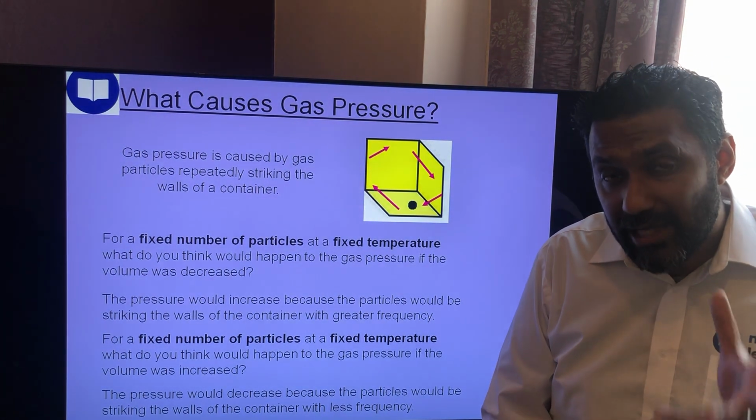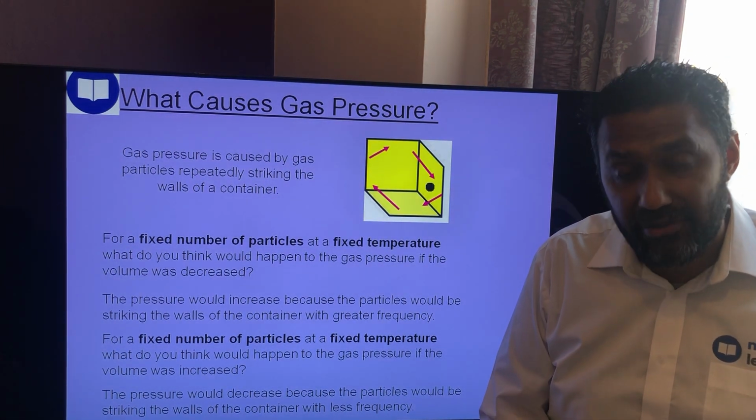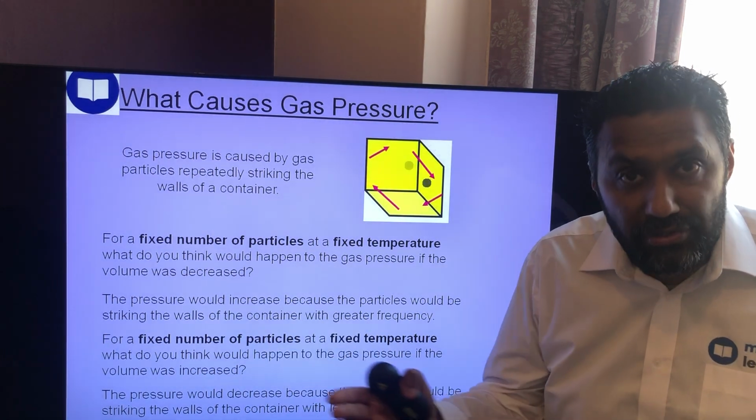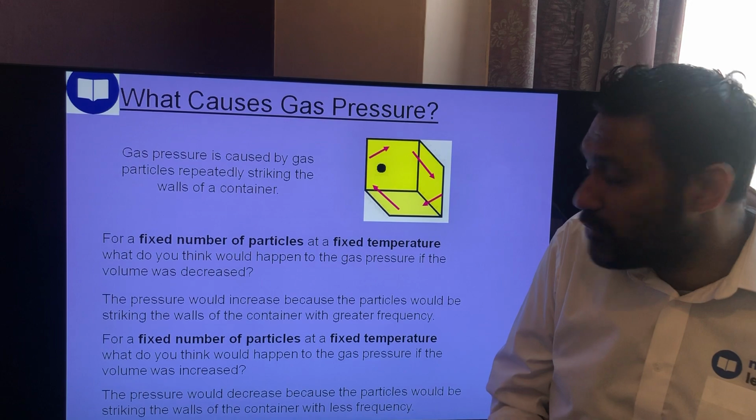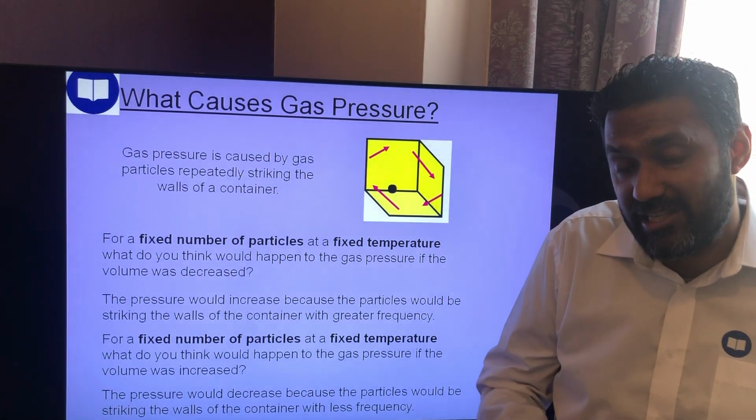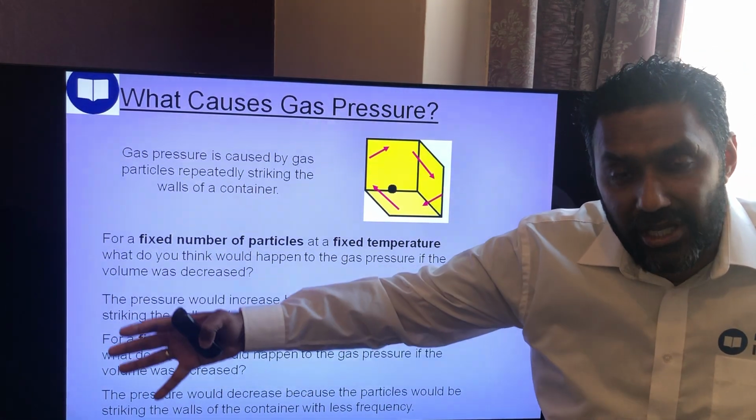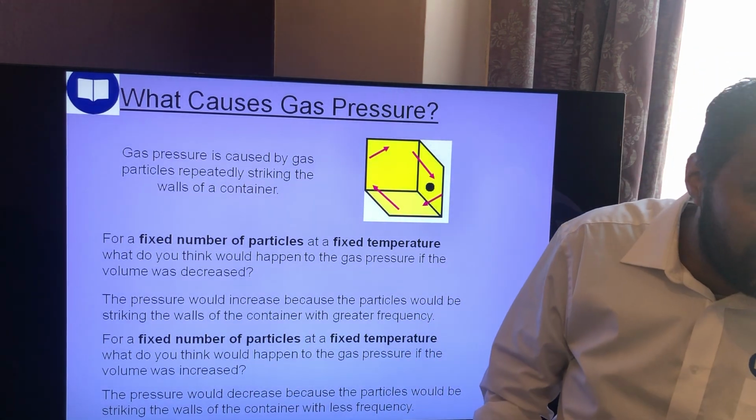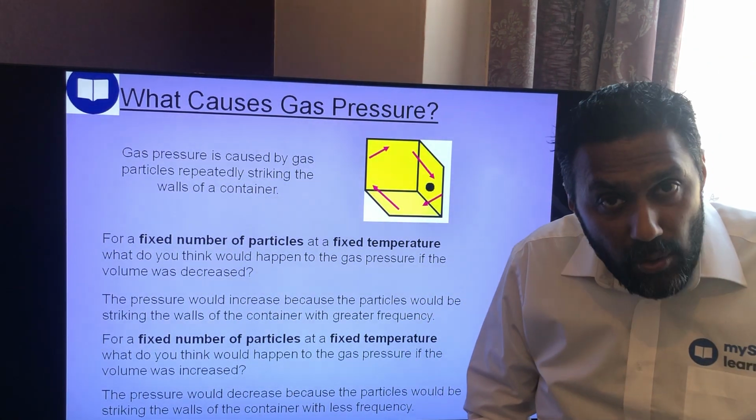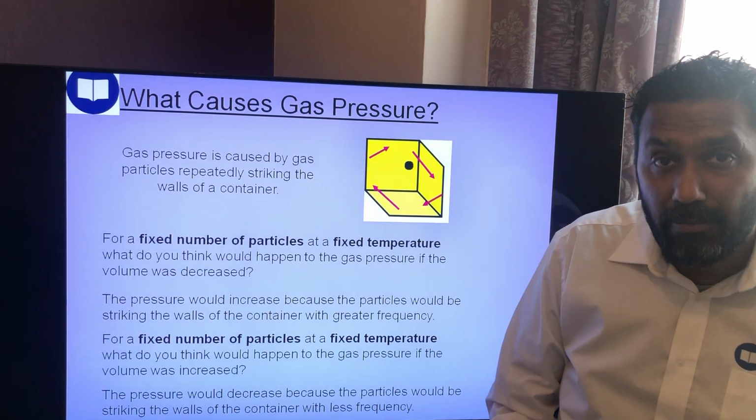So, how can I make the pressure increase? I can either increase the temperature or I can reduce the volume, because that makes less space to move around, so they will whack around the insides more frequently. However, if I make the space bigger, make the volume larger, the particles have further to go, so pressure will decrease. And if I lower the temperature, make it cooler, the particles will move slower, and therefore they'll have less pressure too.